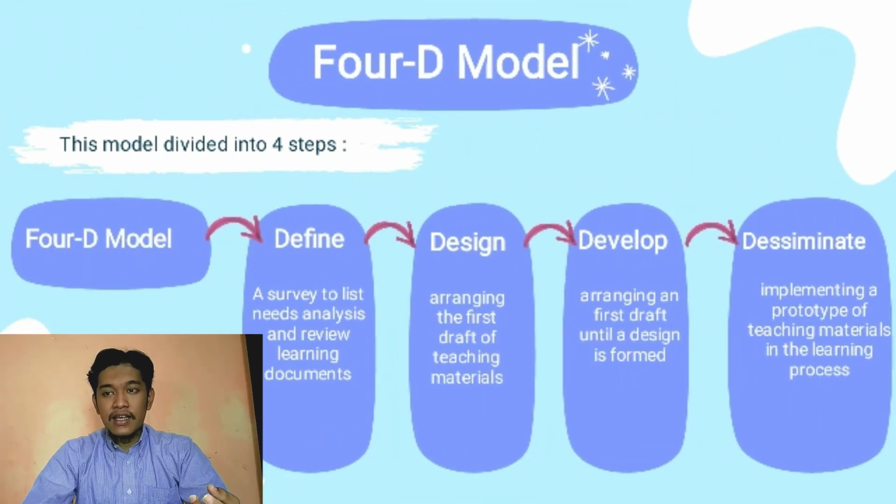Okay, and next is the model. This model is divided into 4 steps. The first step is define, which is a survey to list needs analysis and review learning documents. The next step is design, which is arranging the first draft of teaching material. The next step is develop, which is arranging the first draft until a design is formed. And the last step is disseminate, which is the implementation of the prototype in the learning process in the class.